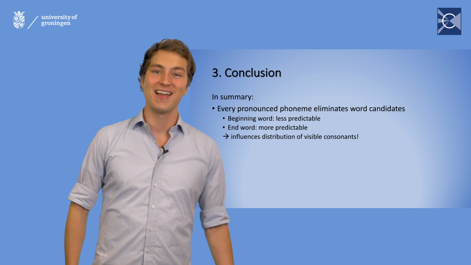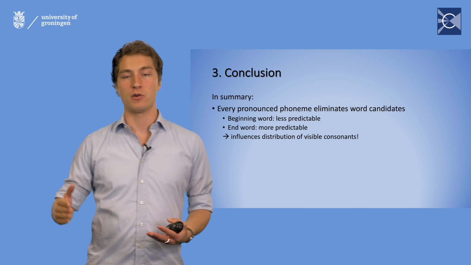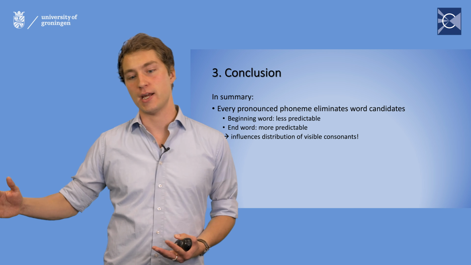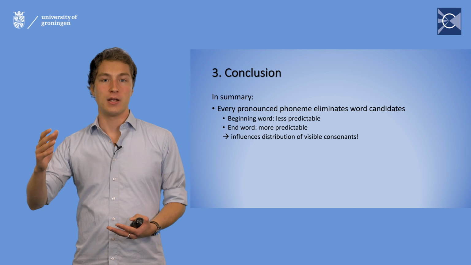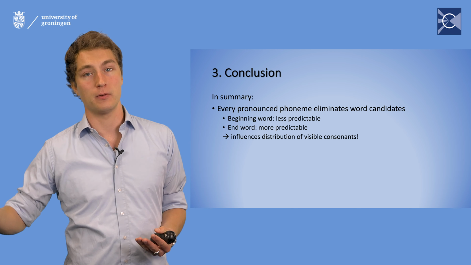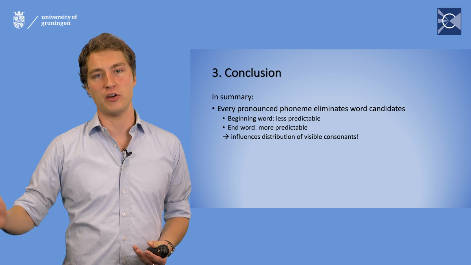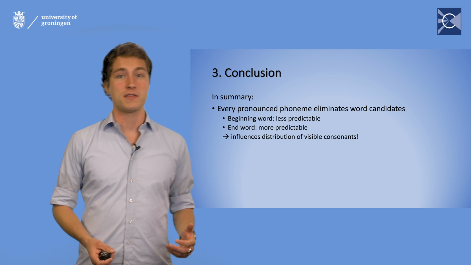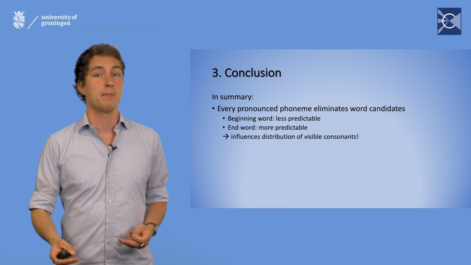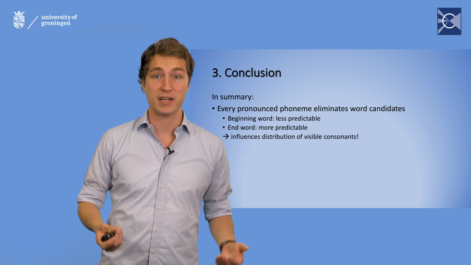In summary, every pronounced phoneme eliminates a number of word options, a number of word candidates, which means that the beginning of the word is less predictable than the end of the word, which is most predictable. And this influences the distribution of phonemes. What we've shown here is that there's actually a correlation between communicative load and the distribution of consonants in Spanish.